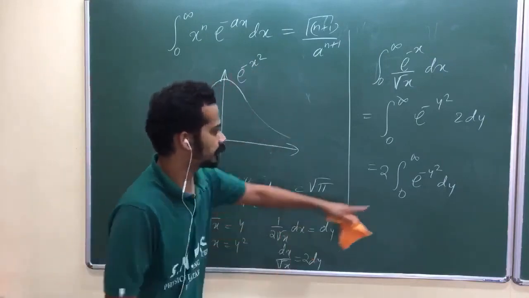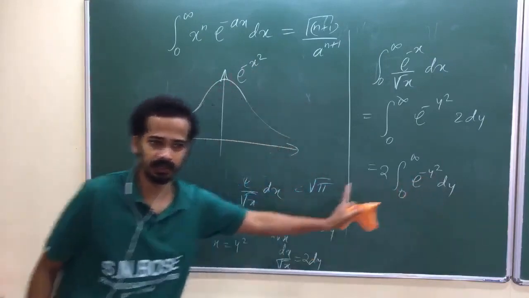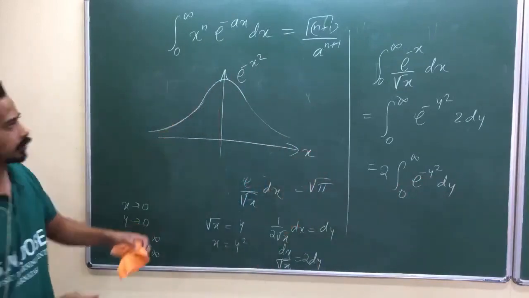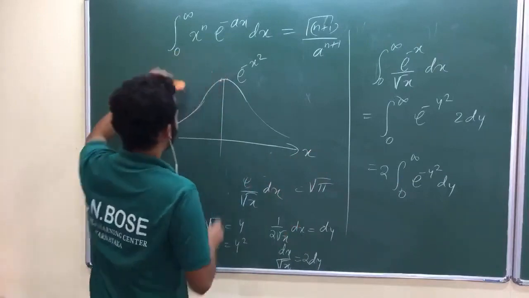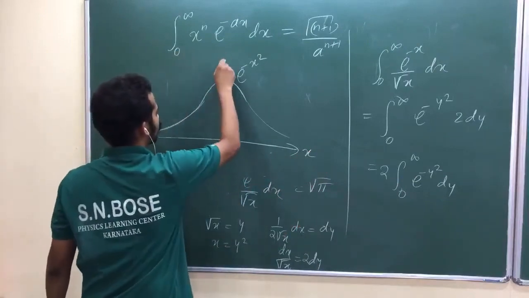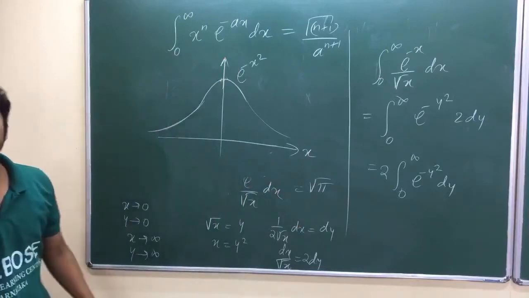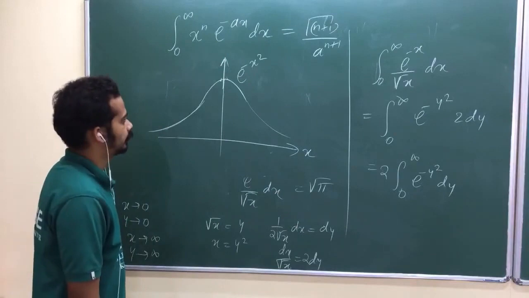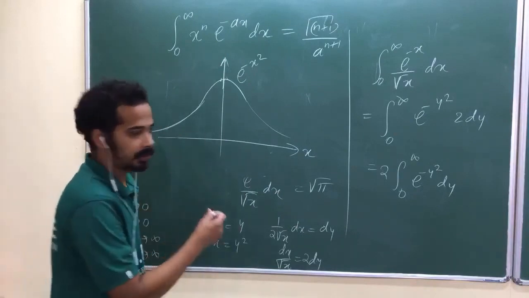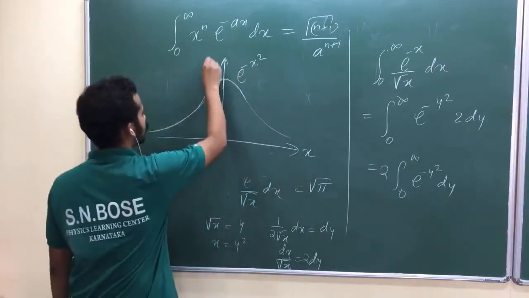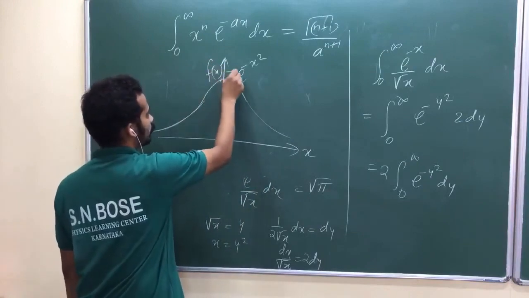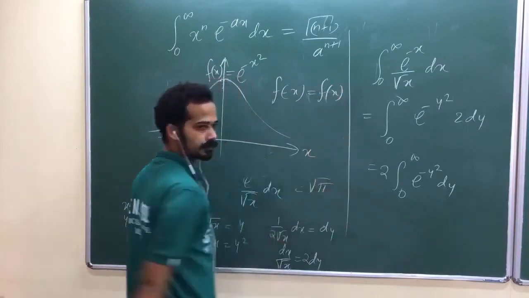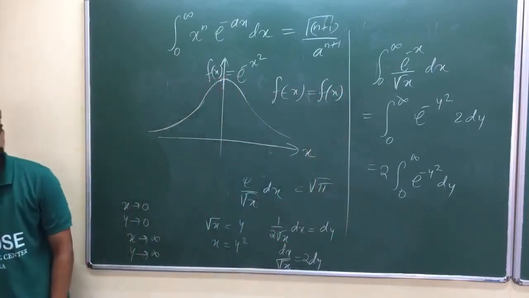Again, I'm changing some other variable. The symbol is changed here, but the nature of the function will not change. E power minus x square as a function of x. Try to plot this one using GeoGebra. Is that okay? Gaussian, bell-shaped curve. Symmetric. If I take this as f of x, f of minus x is equal to f of x. Am I right?